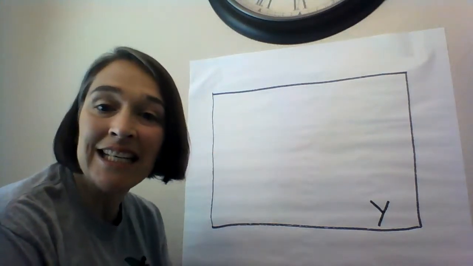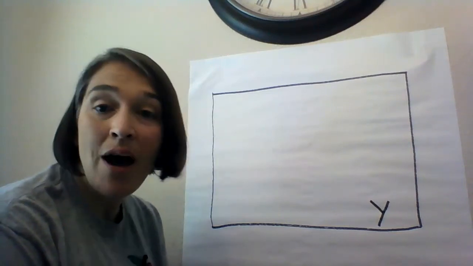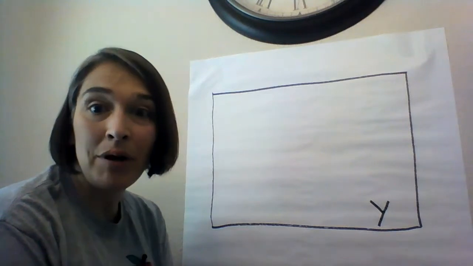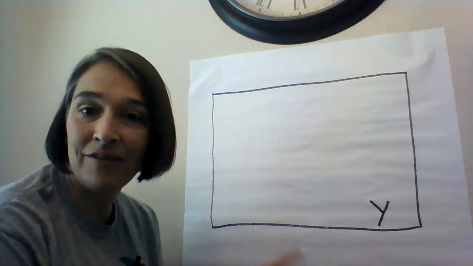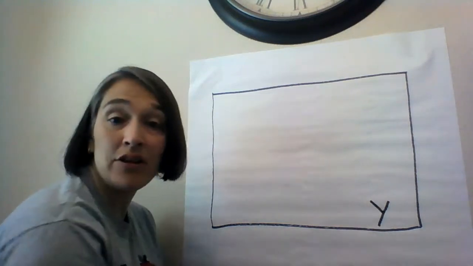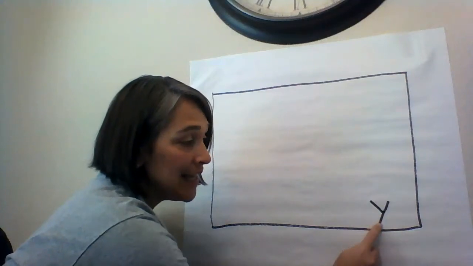Y says y like the y in yellow or yarn or you. Today we're going to be drawing a yak. A yak is a kind of cow, and we're going to put our yak in the yard for Y. Letter Y. To make our letter Y, capital Y looks just like this. We make a slant line down and a slant line down.